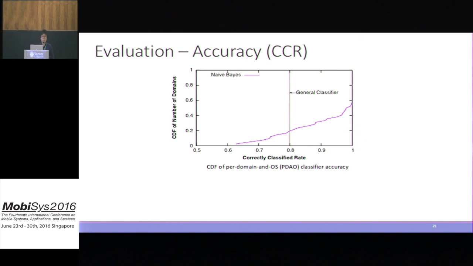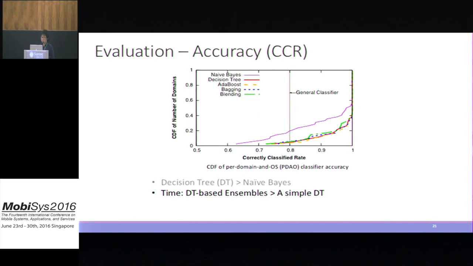We plot the accuracy using a CDF, where each point represents the accuracy for a single OS and domain classifier. We've tested with a bunch of different machine learning algorithms. Here we only show a subset of our results: the worst case, naive Bayes, and the best case, decision tree. If the curve is closer to the right part of the graph, it means the classifier has higher accuracy. And as the figure shows, the decision tree performs quite well. Another common approximation is to use ensemble approaches.